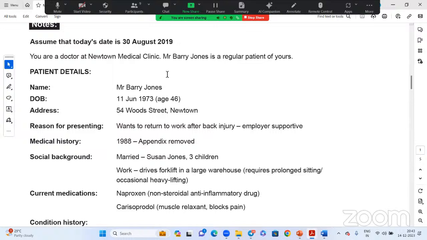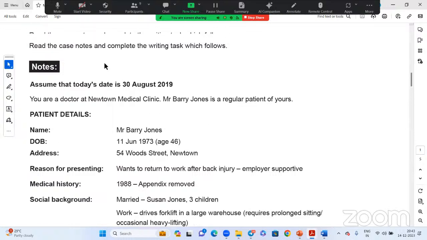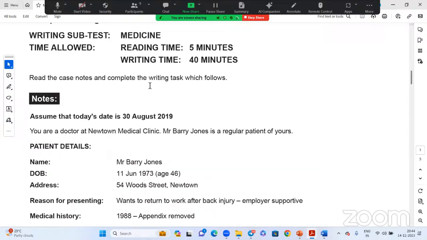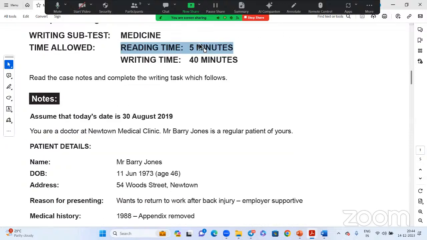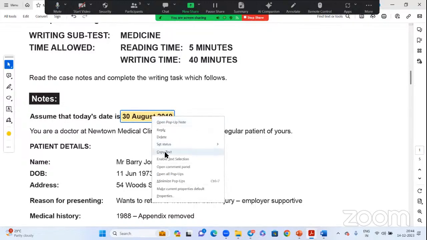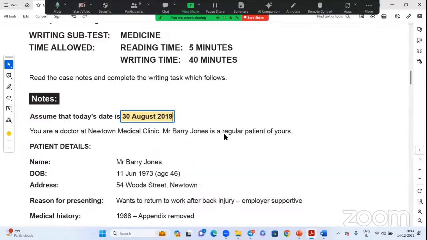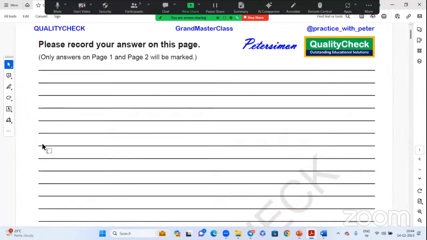So what does it read? You have reading time of 5 minutes and writing time of 40 minutes. So in these 5 minutes, you have to read what is important and what is not important. Today's date is 30th August 2019. This will go into the letter.